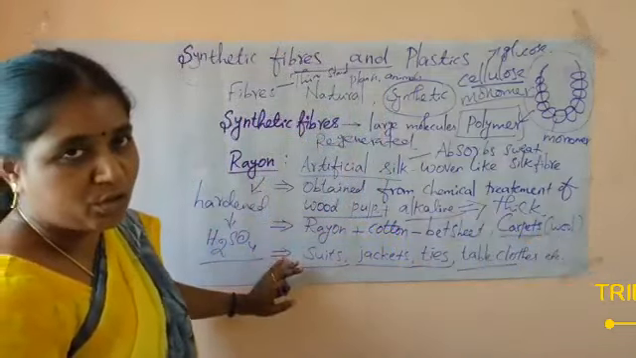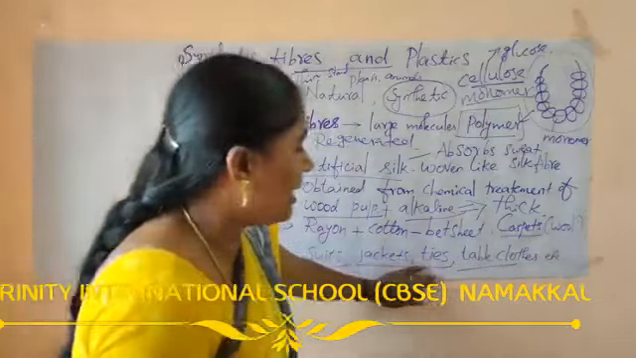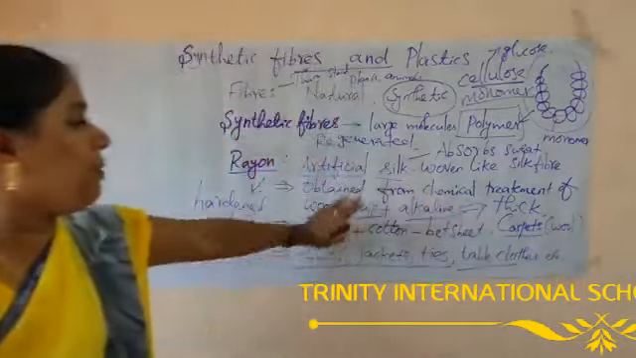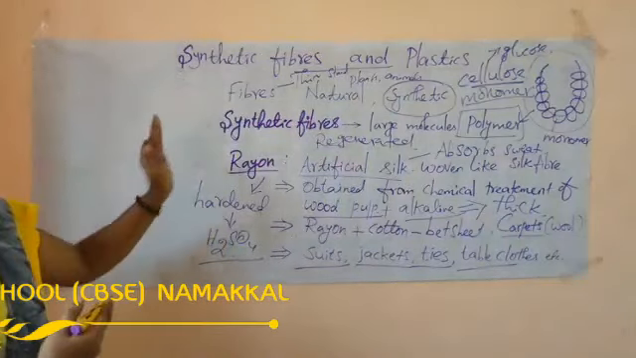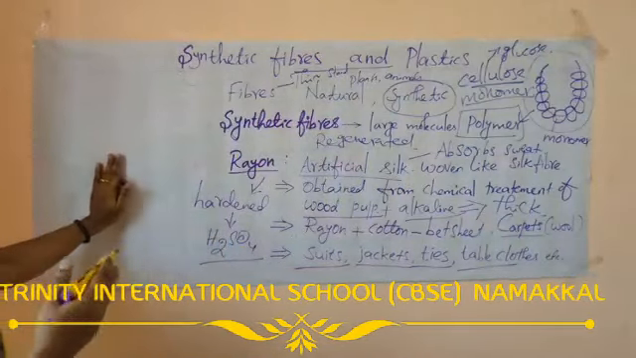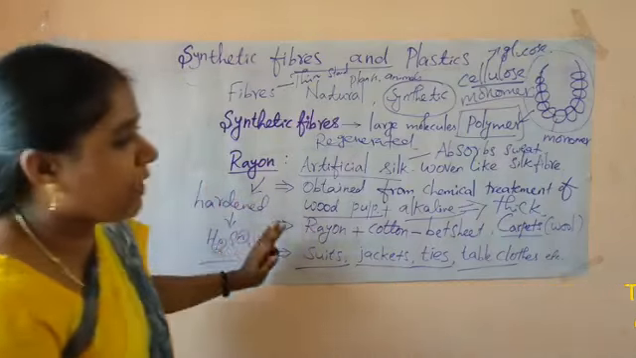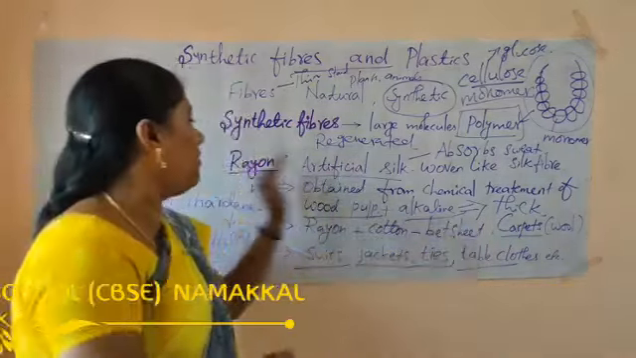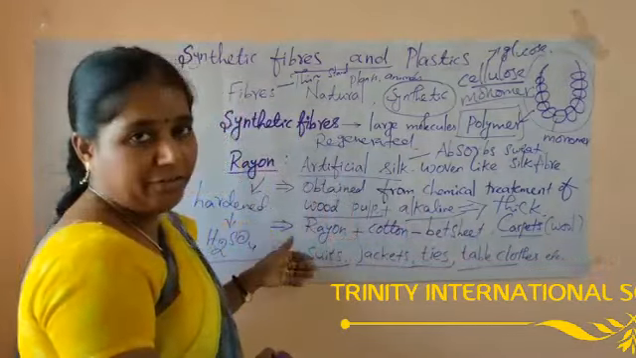Rayons are generally used to prepare suits, jackets, ties, and tablecloths, and mixed with cotton we prepare bed sheets. Mixed with wool, we get carpets. Tablecloths, bedspreads, bed sheets, everything we can prepare with the help of rayon. So these are the uses of rayon.